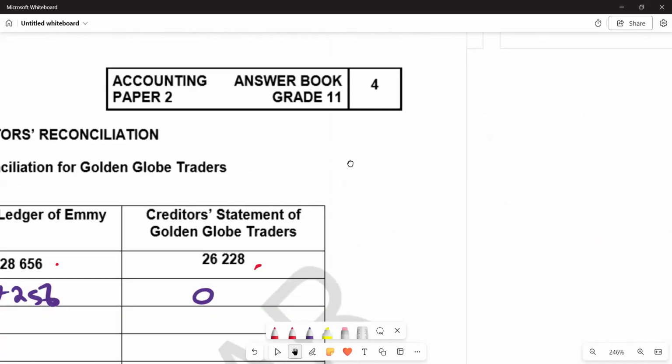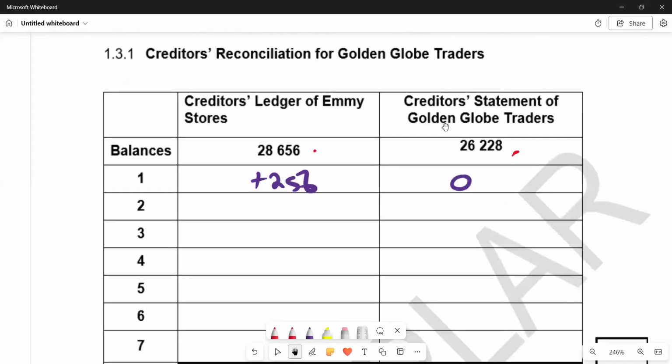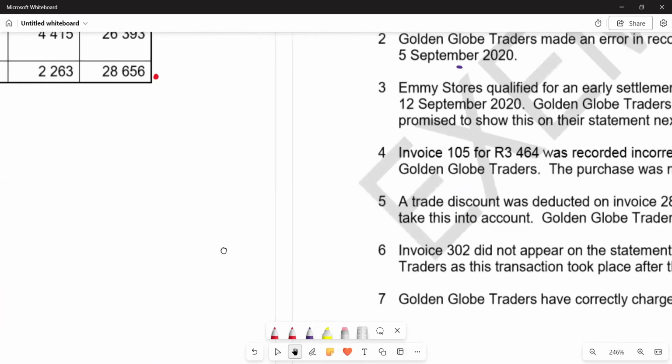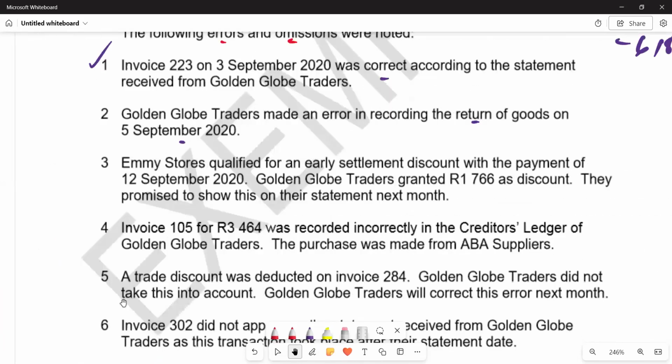So we are here in the other section. We are saying the ledger does not have an effect, but we are having an effect on our statement of accounts. So we are going to say negative 618. That's what we are having there. Then we go to number 3. Number 3 reads: any stores qualified for an early settlement discount with the payment of September 2020.